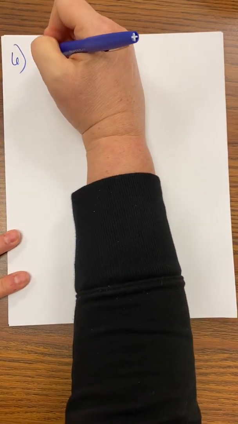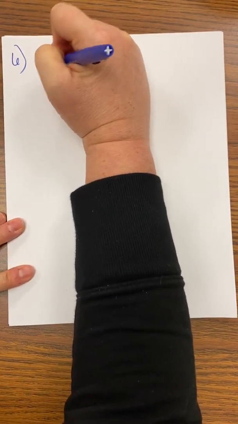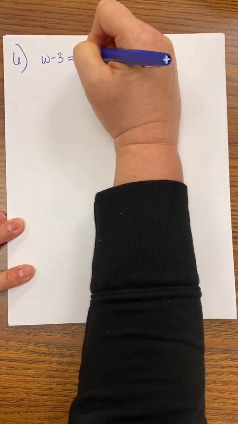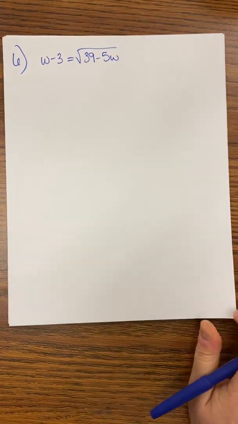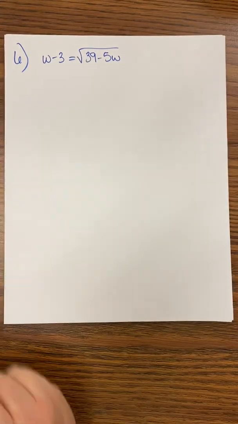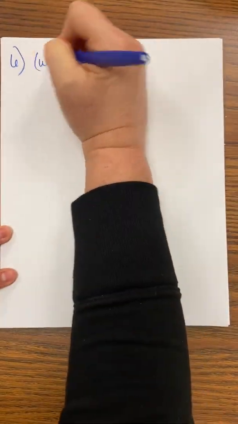Okay, so this is number 6. And now that we're getting into 6 through 10, just beware that the equations may get more difficult. Okay, so this is what we got. And so remember, you're still trying to get rid of the radical, so you're going to square both sides.